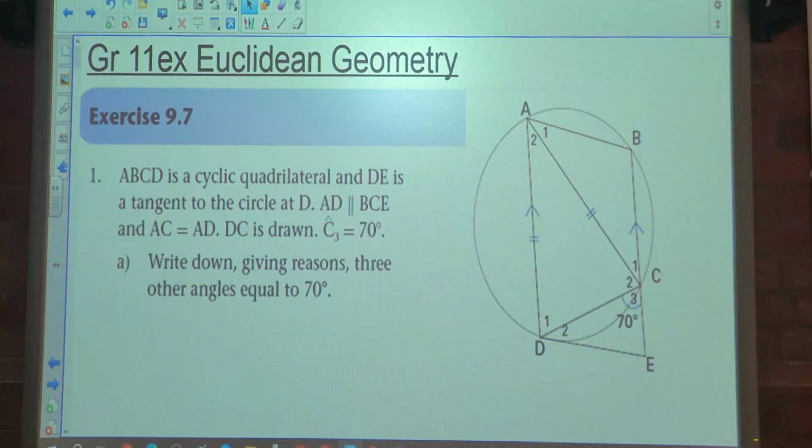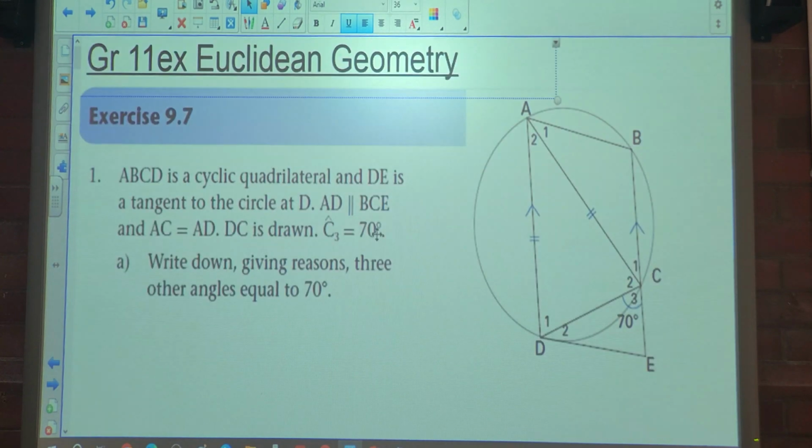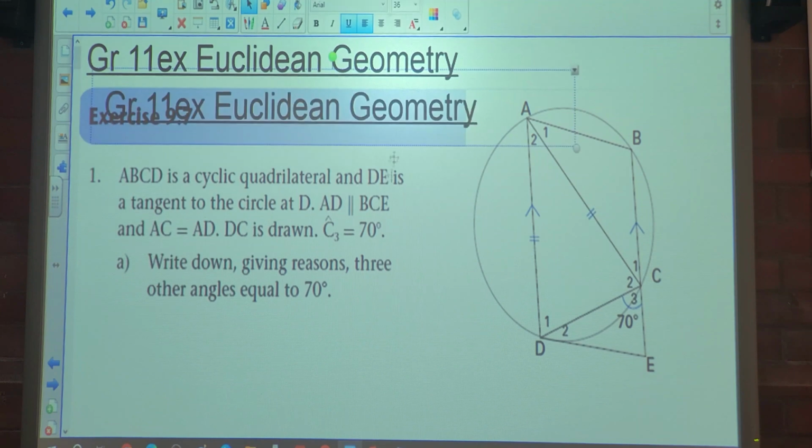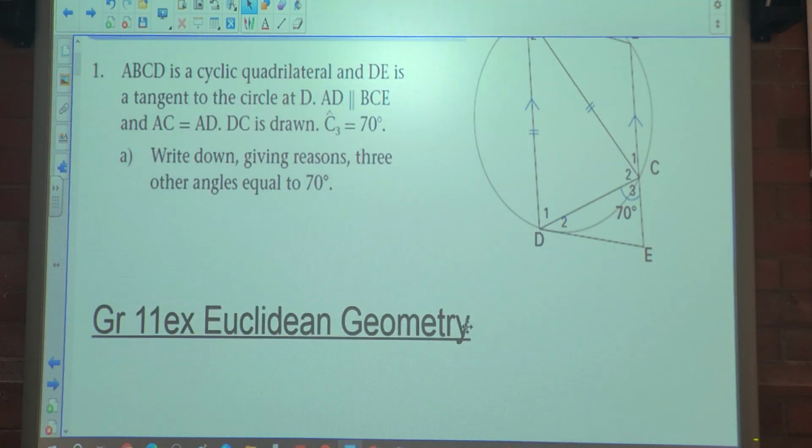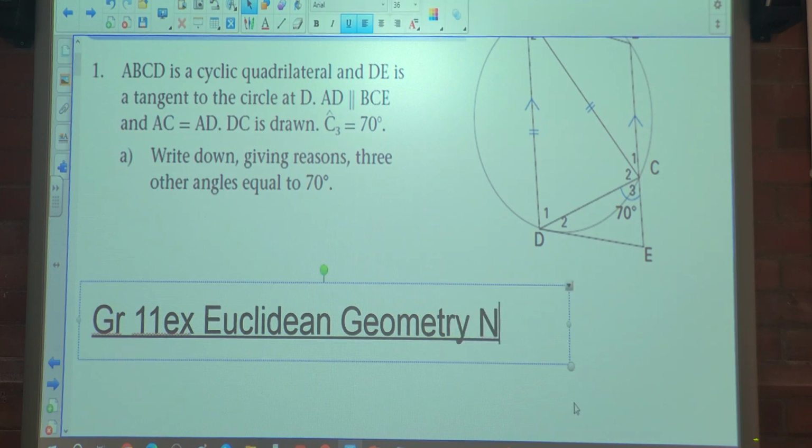Okay, good morning class. So today we're looking at Euclidean geometry. In this video we're going to look probably at number 1, 2 and 3. I don't think we'll get even to 4. Okay, so this is number 1.